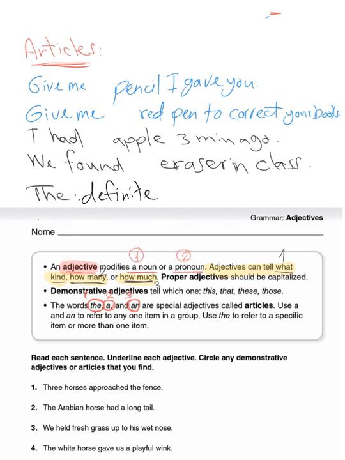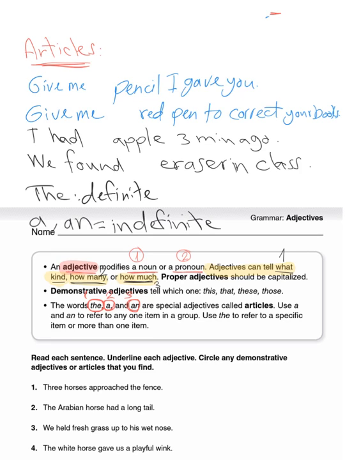I use a and an with indefinite nouns. Now, what do I mean by indefinite nouns? It means nouns that are not specific. I'm talking about anything. I'm talking about something, but it's not specific. Let's read and do the examples and you'll see how easy it is.